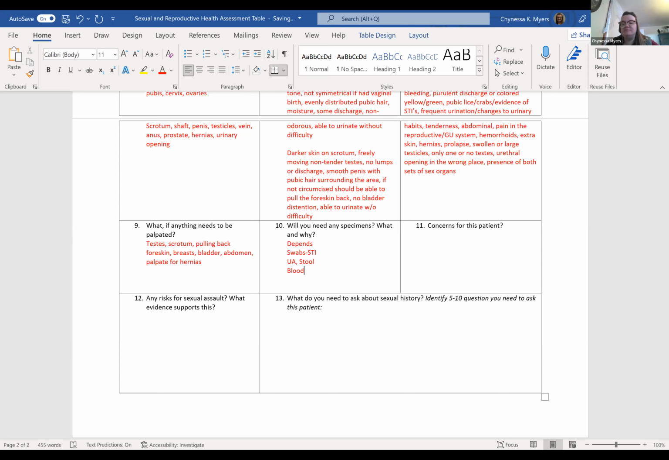Blood. What do we need blood for? HIV, STI. Yeah, CBC for blood counts. CMP for your chemistries too. And possibly even to check a PSA, which is a prostate specific antigen. So if we're looking for benign prostatic hyperplasia or prostate cancer or other types of cancers, we might want to do some blood work. Blood for proteins, sure.